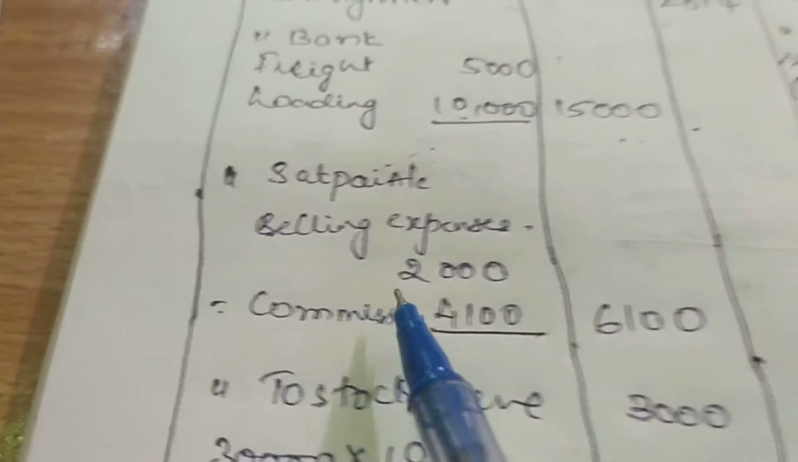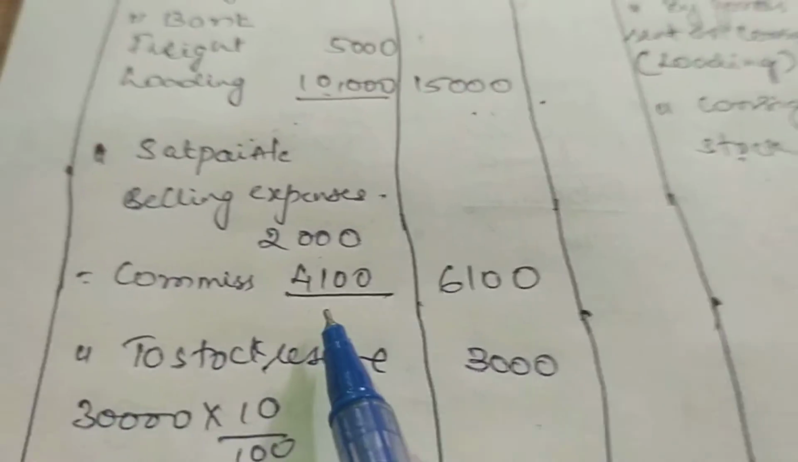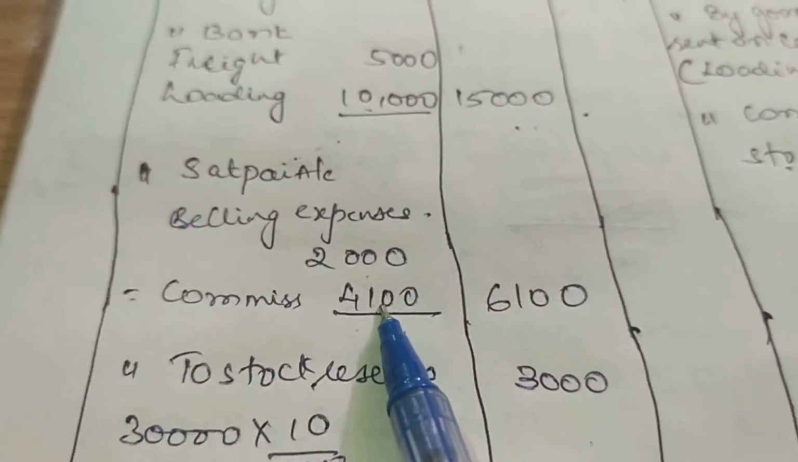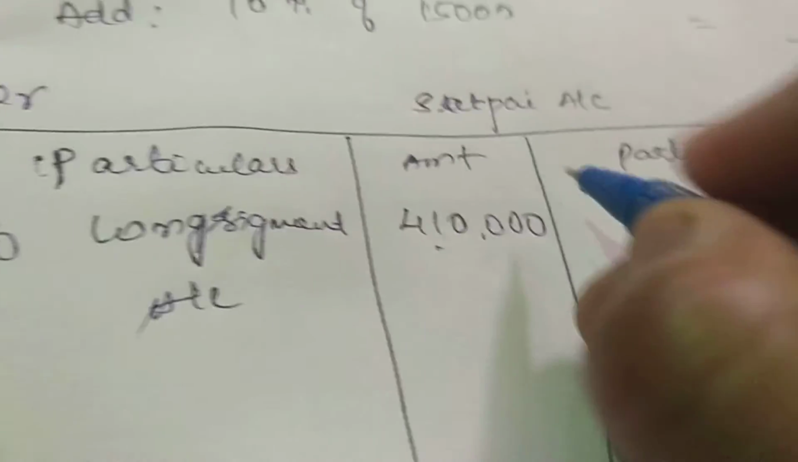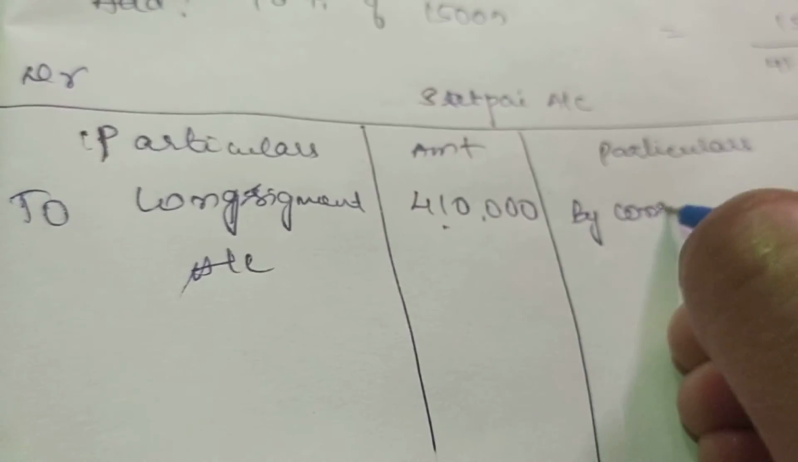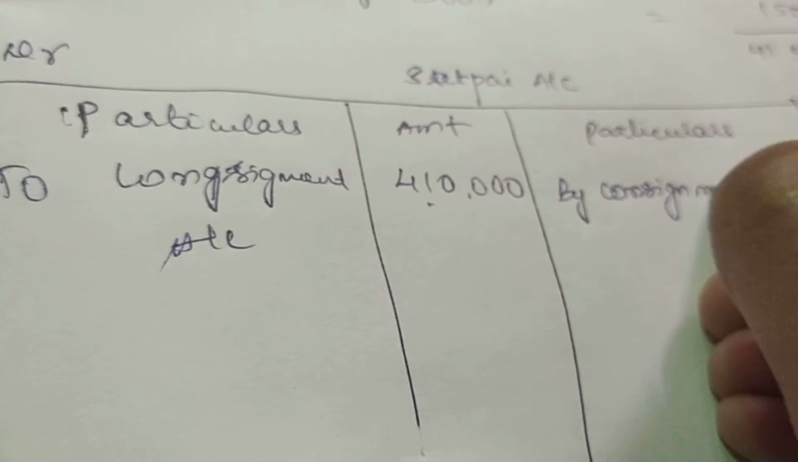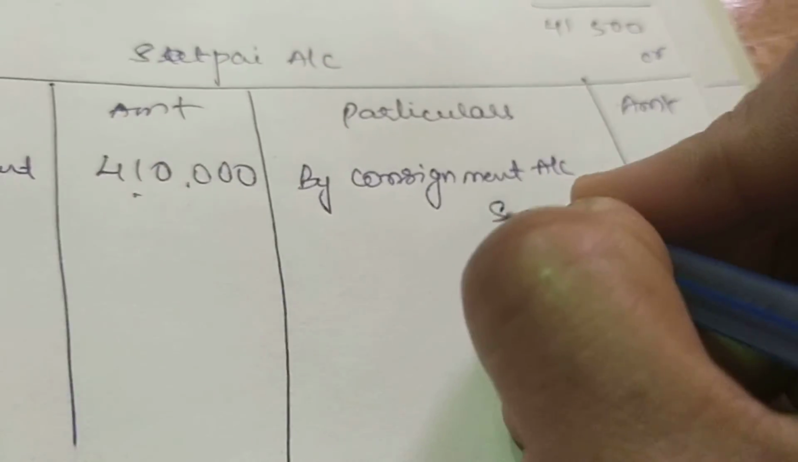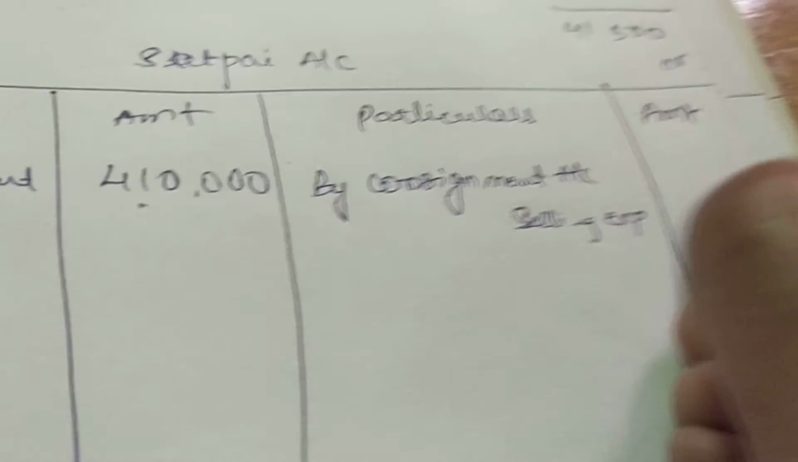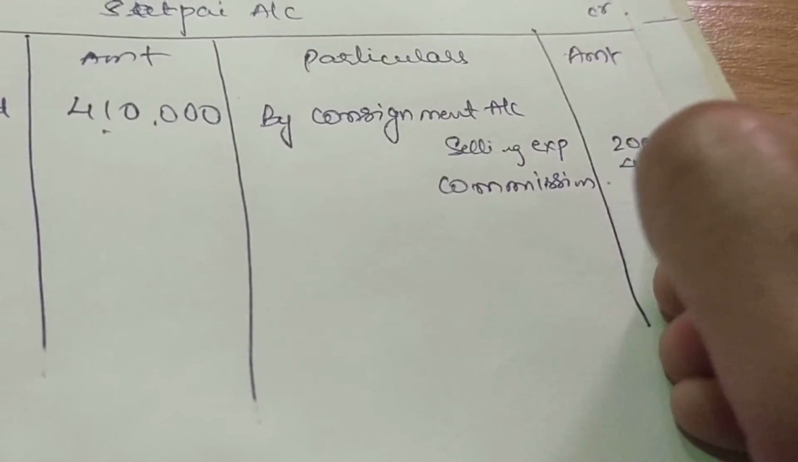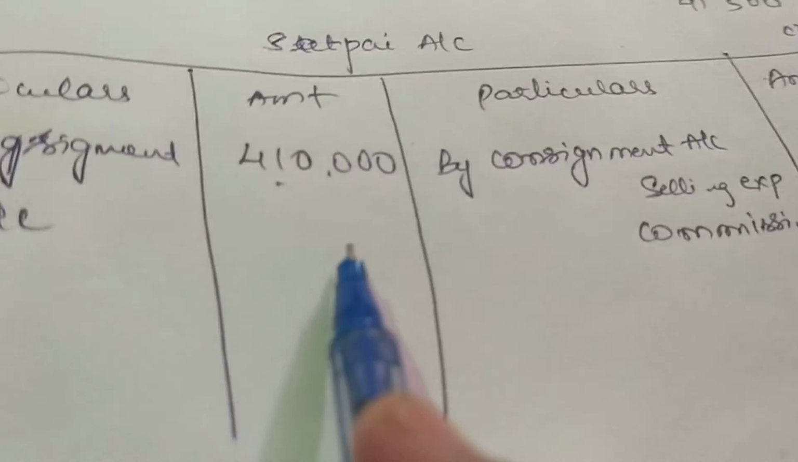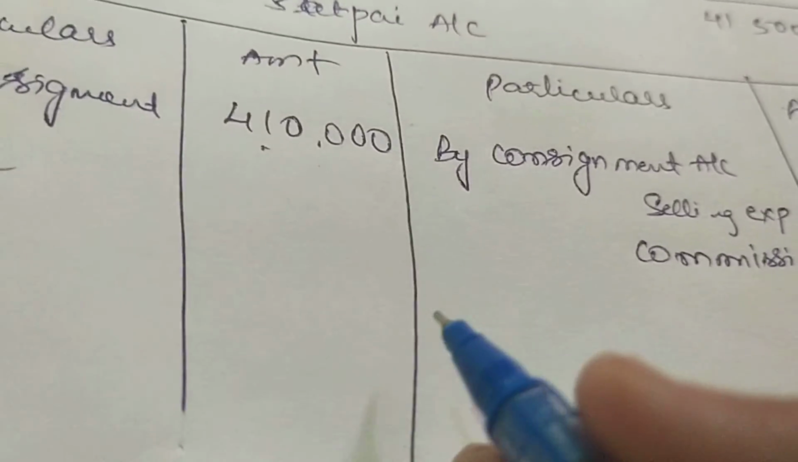Here what we have considered is the selling expenses of 2,000 and the commission of 4,100. The same thing you are taking by consignment account. Selling expense 2,000, commission 4,100, and the balancing figure has been paid by the consignee, he said.